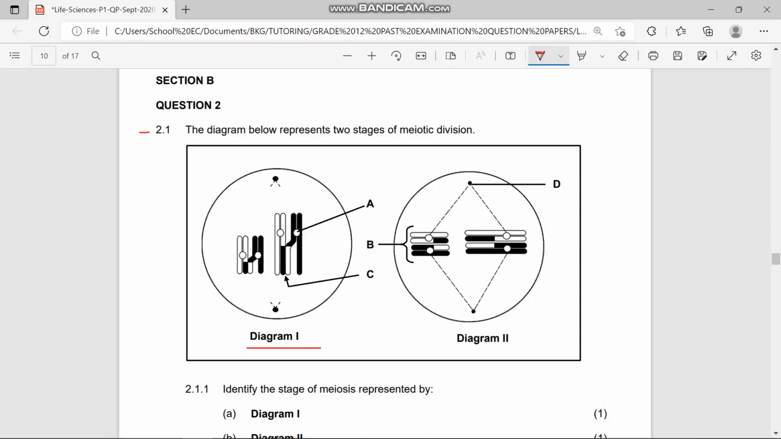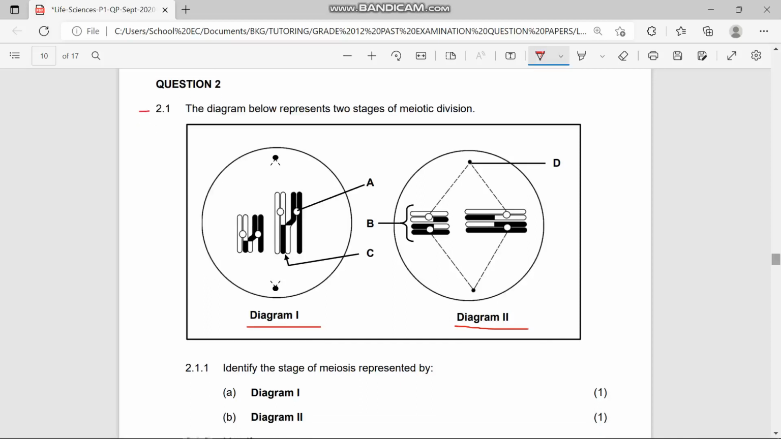In diagram two, it's obvious that the homologous pair of chromosomes are lined up on the equator, with different genetic material. We also have letters A, B, C up to D, pointing at different parts of these diagrams representing meiotic division. So let's jump into the question. Question 2.1 says identify the stage of meiosis represented by A, diagram 1, then B, diagram 2.